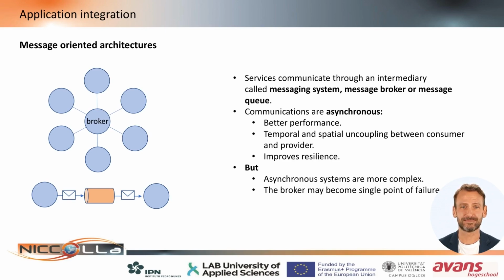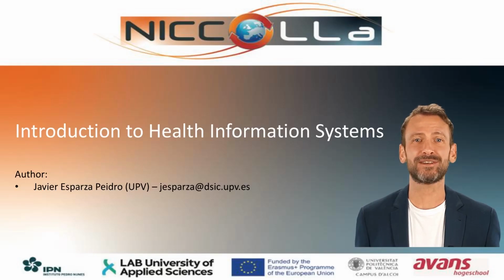To conclude, health information systems help to manage population health by integrating data and processing from very varied subsystems. This integration may be achieved using different strategies and techniques, each one with its own advantages and disadvantages.